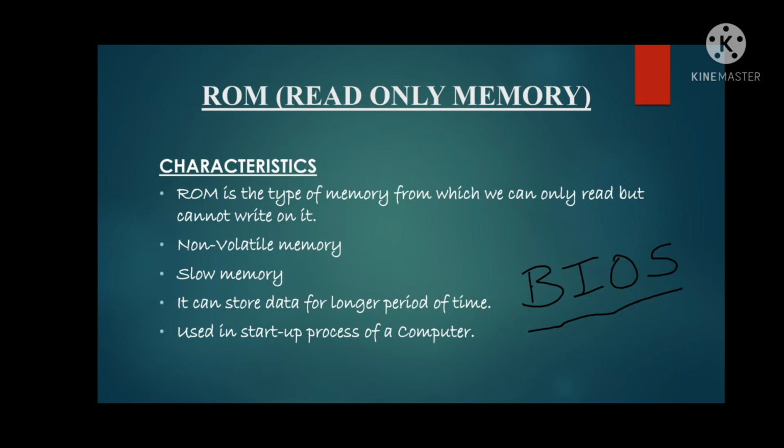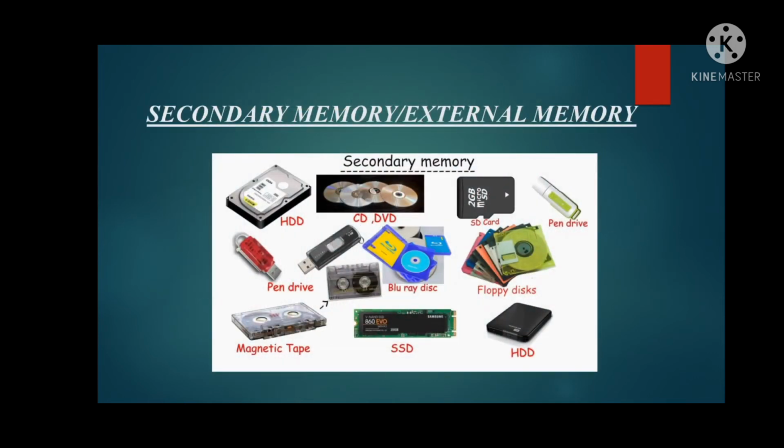So that is all about ROM. And the next one is secondary memory. We can also call it external memory. So what is this secondary memory? It refers to the various storage media on which a computer can store data and programs. And this secondary storage media can be fixed or removable.